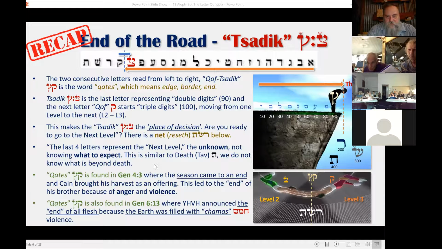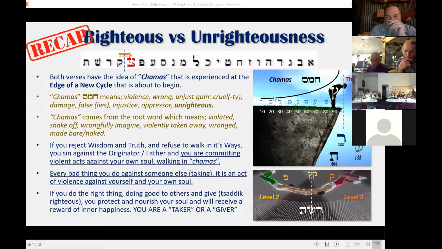What's also interesting is that Katz, which is Kuf Tsadik read from left to right, is found in two places in Genesis. Genesis 4:3 talks about the season that came to an end, and Genesis 6:13 talks about the end of all flesh, where the earth was filled with Hamas. Now, Hamas means violence. So that brings us to the next slide.